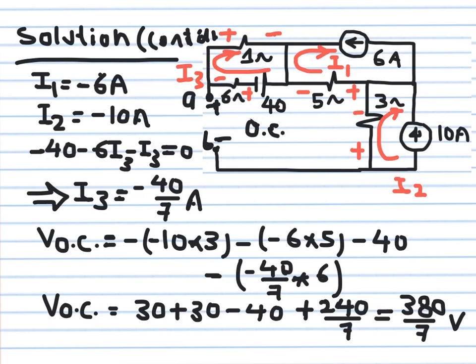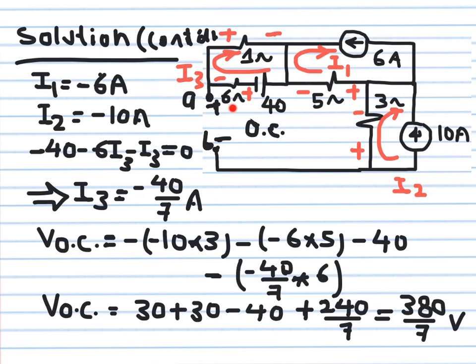So why did I choose that? I choose them to be positive in the same direction of the current of the loop. So I2 is flowing this way, so I took it positive, negative. I1 is flowing this way, I took it as positive, negative. So this drop will be negative. So I have minus I2 multiplying 3, okay. This one will be negative. I have minus 5 multiplying I1. This one is going to be negative. I have minus 40. This one is going to be negative.